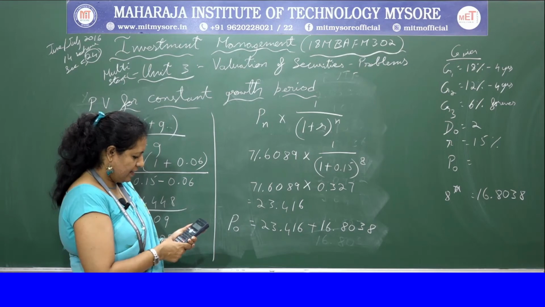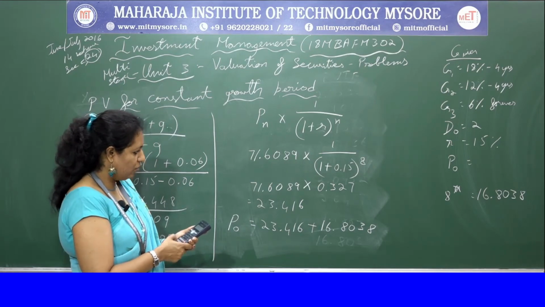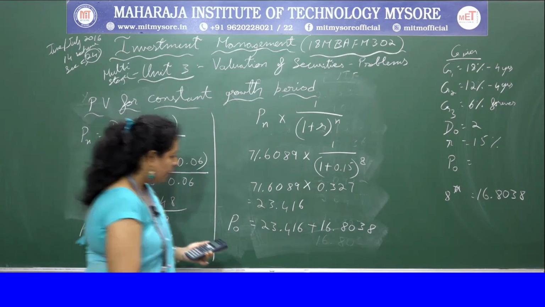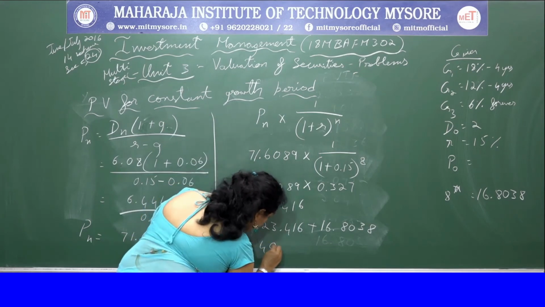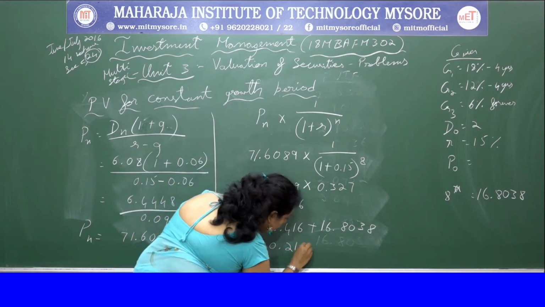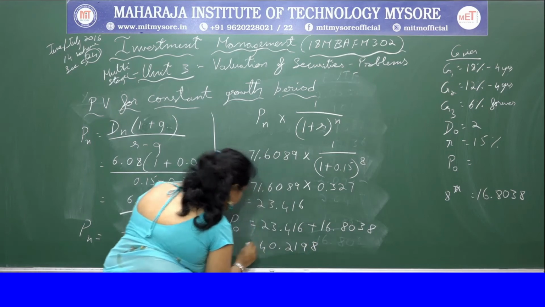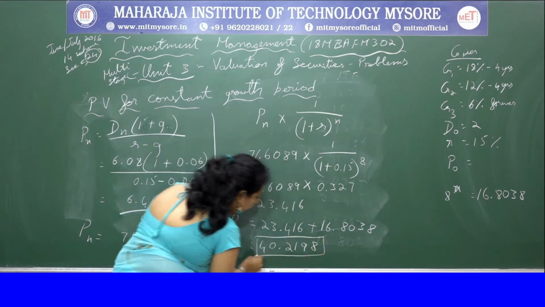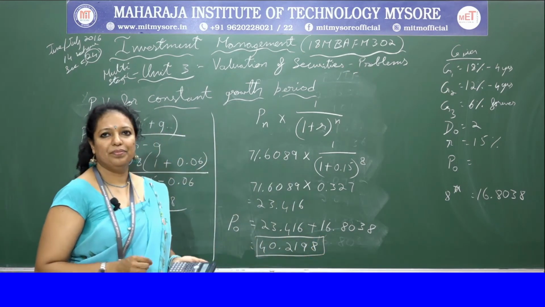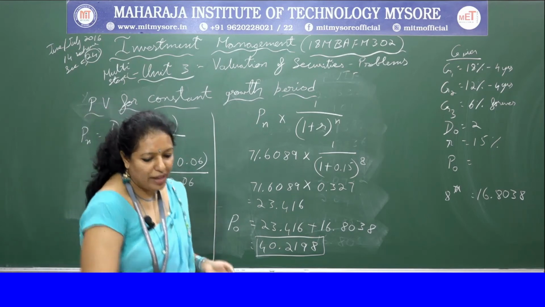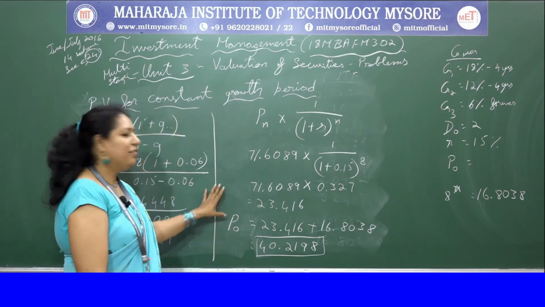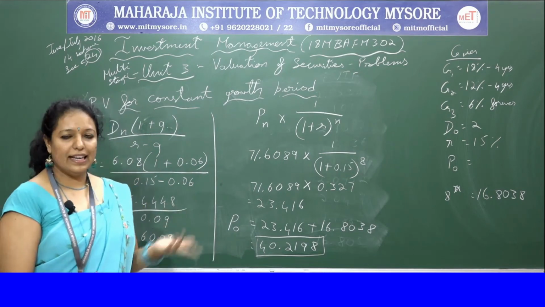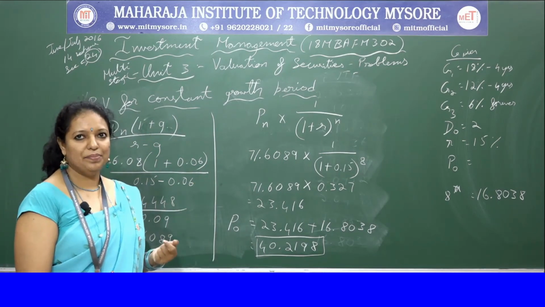6 plus 16.8038. You get 40.2198. So this is your P naught final answer. Hope you have understood this problem. If you have any doubts, you can get it clarified when I play it in the class.